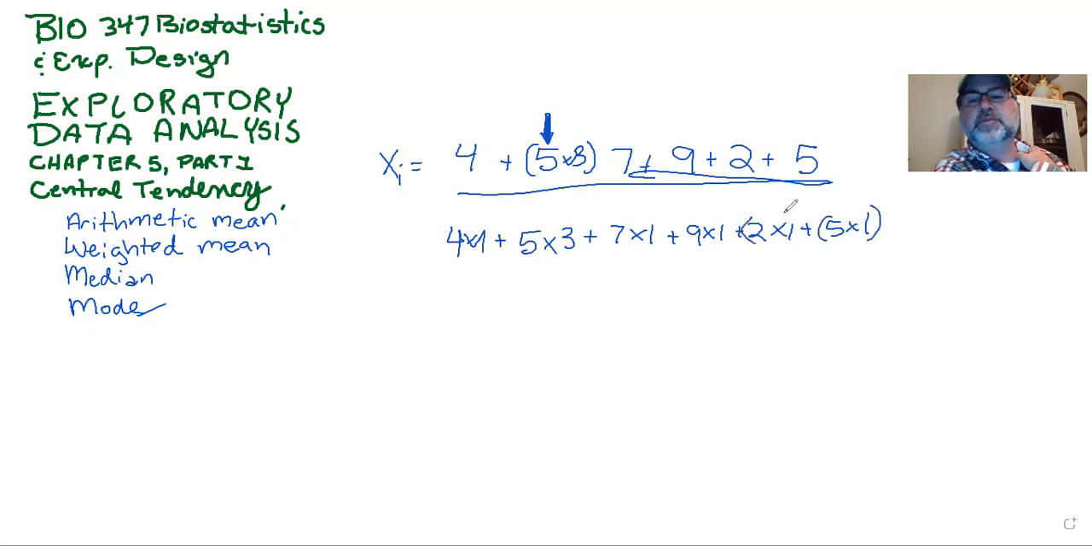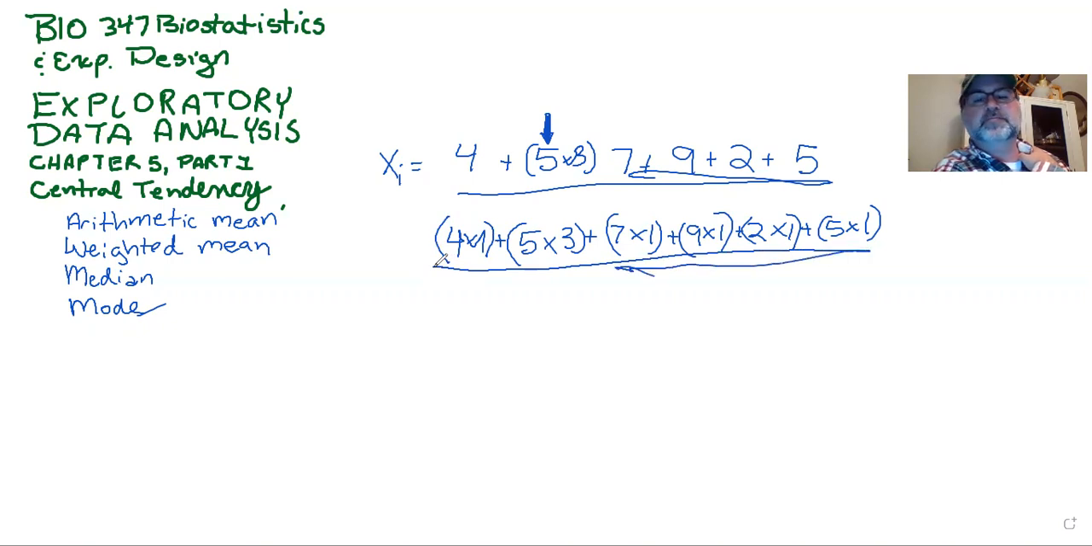I like using parentheses because it removes ambiguity. And then you divide by the weights. So in this case, it would be the sum of the weights: 1, 4, 5, 6, 7, 8, so divide by 8.